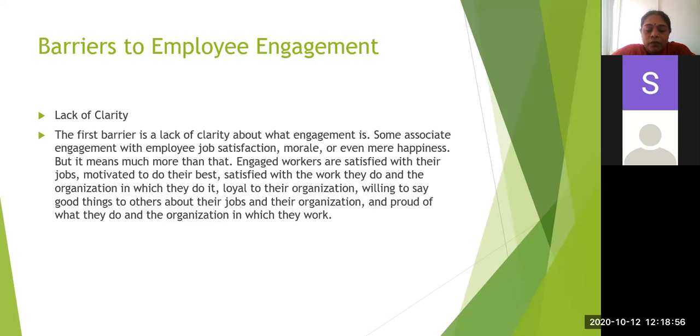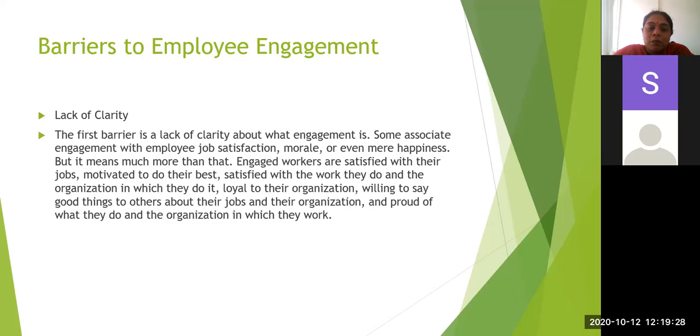Among many employees, you'll find different behavior, right? Parallel to that, lack of clarity is one of the first barriers in employee engagement. People are not able to understand what exactly is meant by engagement. There is a misconception that engagement means employee job satisfaction or morale, or it is merely happiness. It means much more than that.